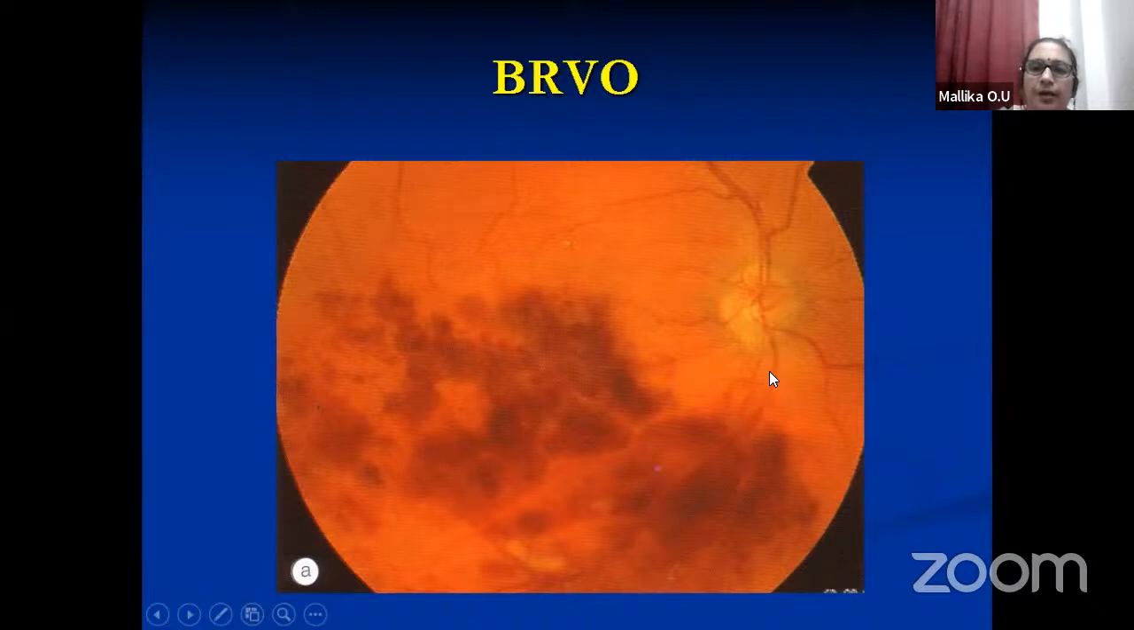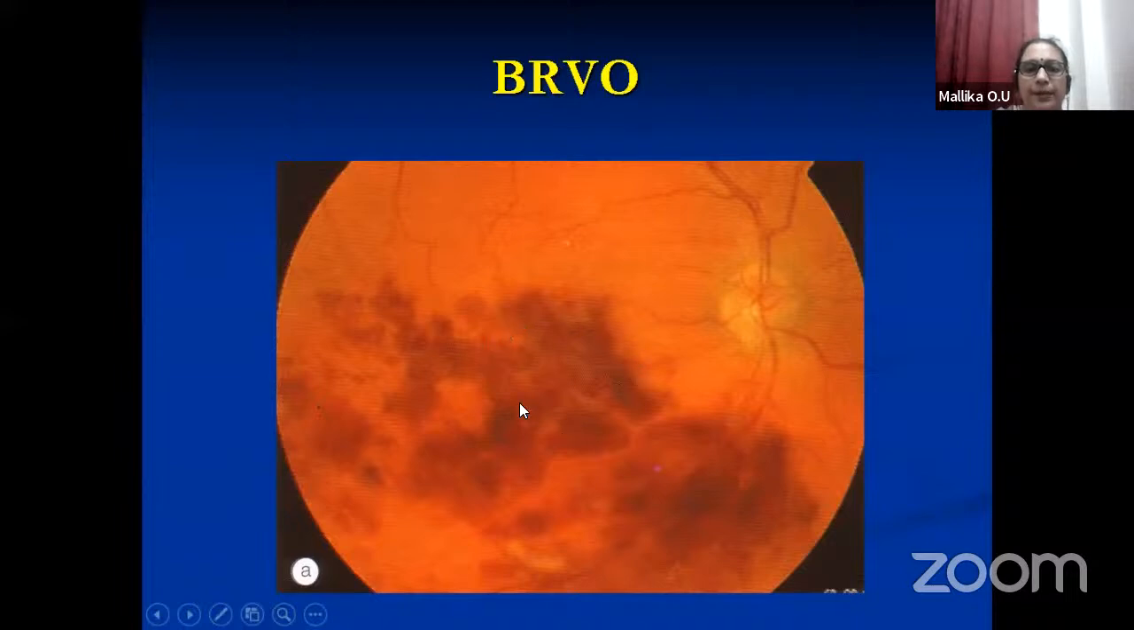So the arteries cross the veins at several areas, that is the first crossing, and beyond that the second crossing. So this is the first crossing, that is the AV crossing, where the arteries compress the vein, and beyond that area you can see the hemorrhages. So it is only an infratemporal branch retinal vein occlusion. All the other areas, the retina and the vessels are normal. So this is an infratemporal branch retinal vein occlusion involving the macula.